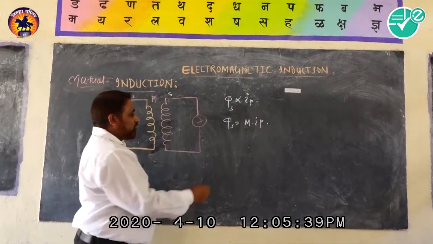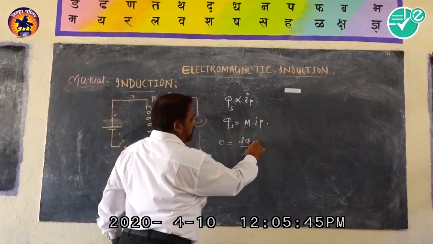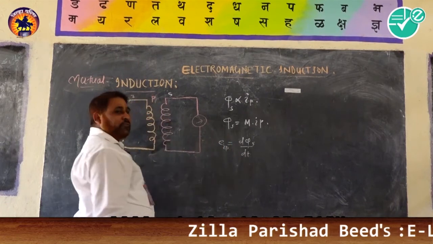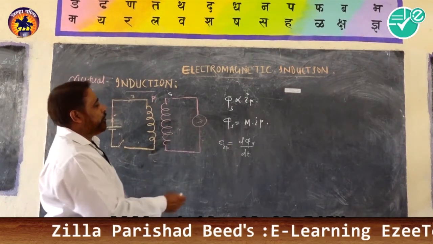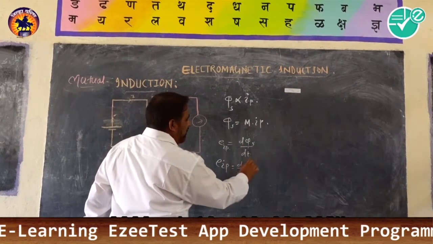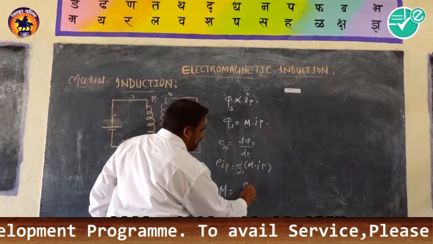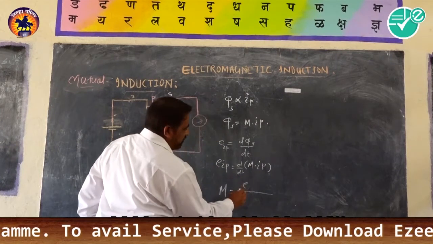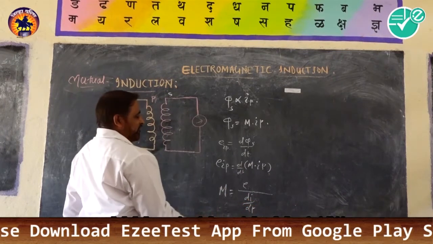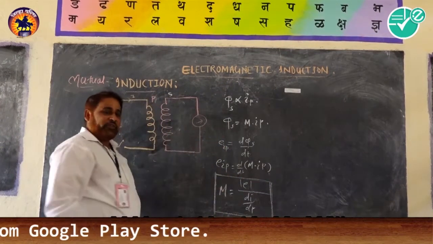Now let us see, according to Faraday's law, E is equal to d phi by dt. Here we are considering the secondary phi and the primary voltage. So if you put the value of phi S here, EP will be equal to d/dt of M into IP, where M is given by E divided by di by dt. This is called the coefficient of mutual induction.